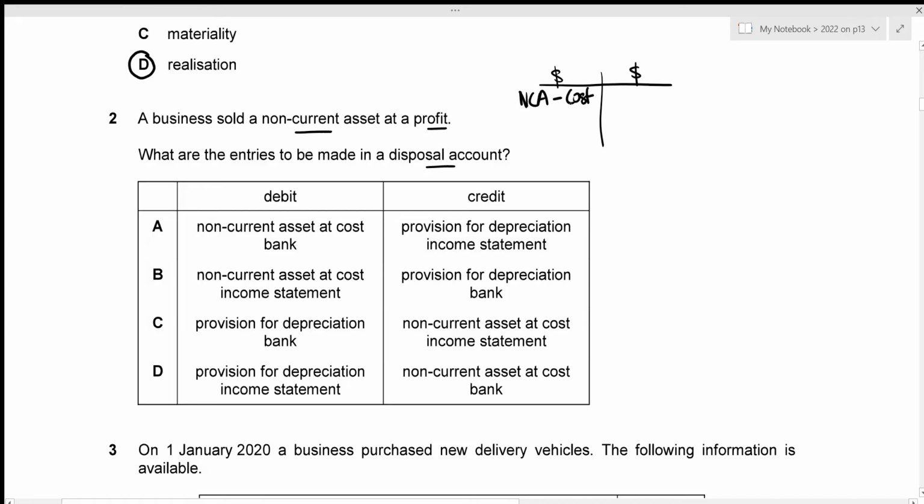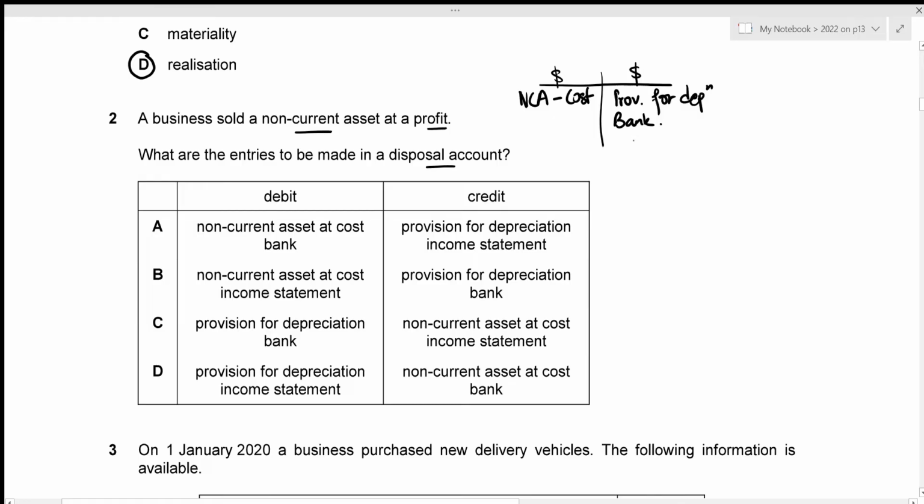Then the next thing that we need to record is the value that we utilize of the non-current asset, which will be recorded as our provision for depreciation and our sales proceeds. So the provision for depreciation is recorded on the credit side. And then the next thing is the sales proceeds. So that is basically the amount that we received when we sold that non-current asset. And that amount will be recorded in our bank, right? So we need to record it under the heading bank in our credit side in the disposal account.